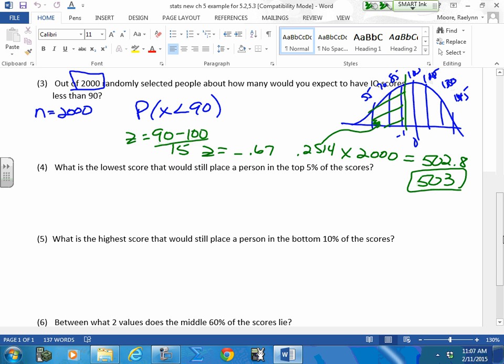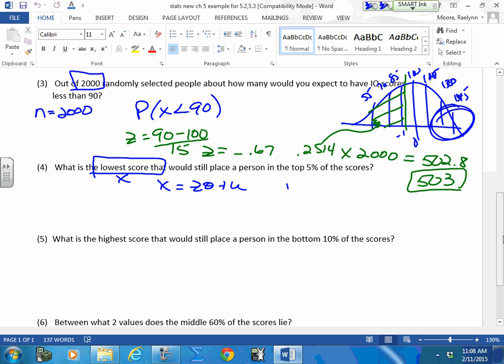We're on the same curve, and now we do what we've been just doing now. What is the lowest score that would place me in the top 5% of the scores? Is the top 5 the right side or the left side? The right side. I want the top 5. I want the X cutoff. Oh, I want the X value. Score is X. So do you see how I knew which one to use? The score is your X value. That's your random variable.